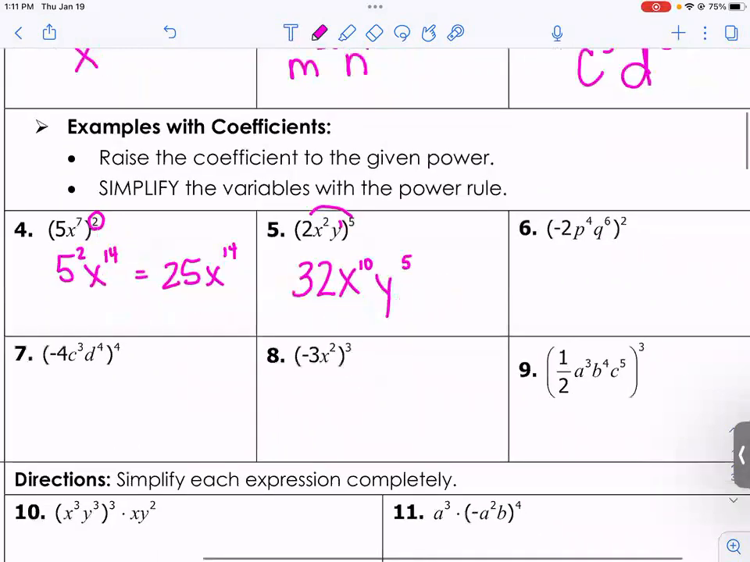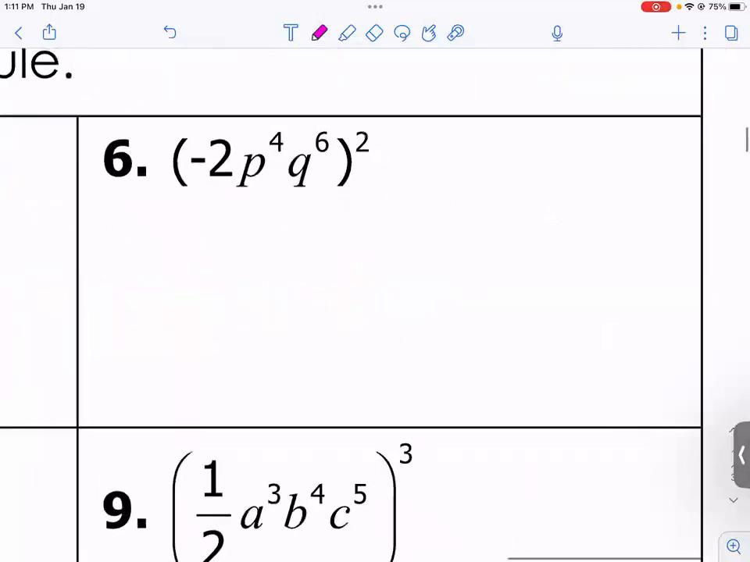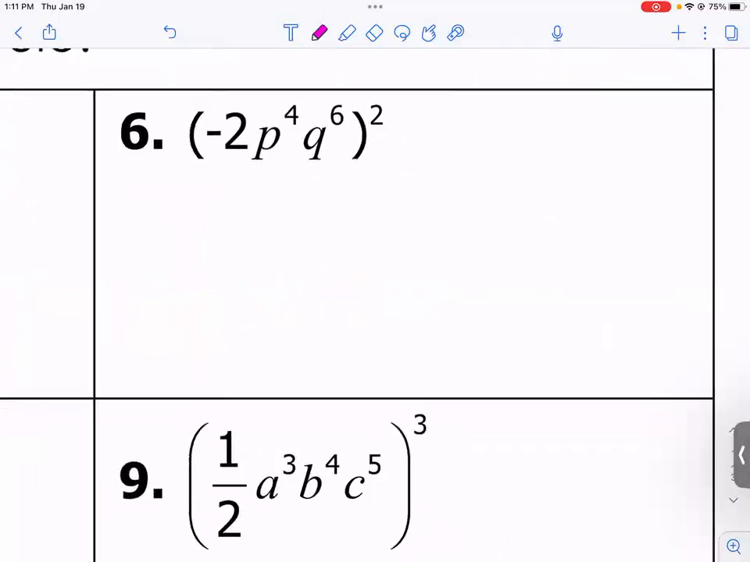Here is where you make me nervous. Let me just ask you a question. What's a negative number times a negative number? Positive. Okay. So we all know that -2 squared is what? 4. My bad.